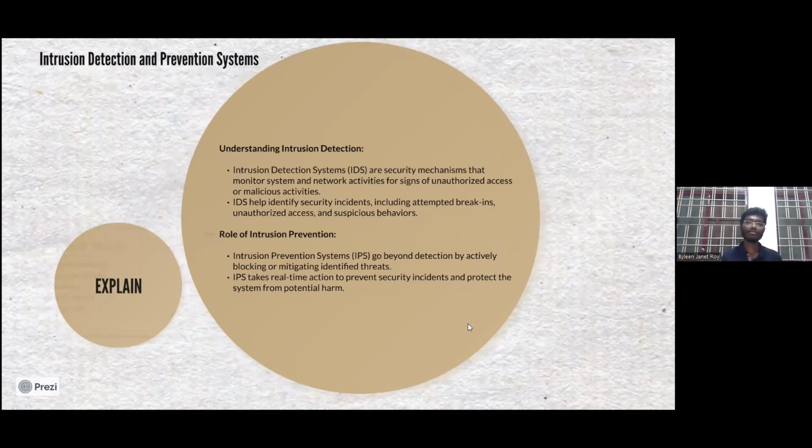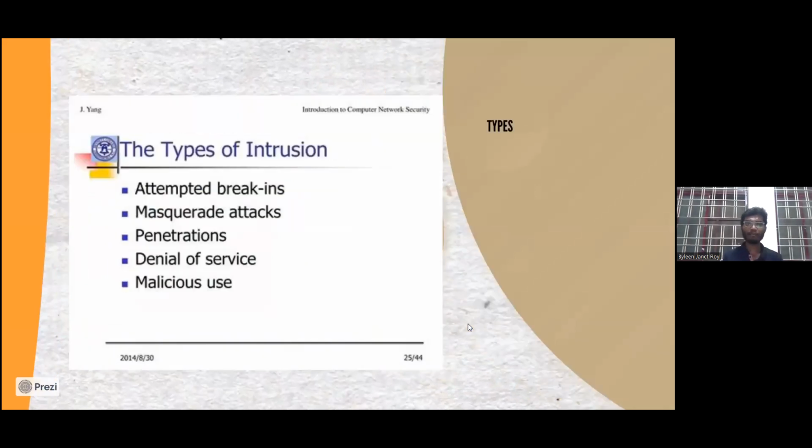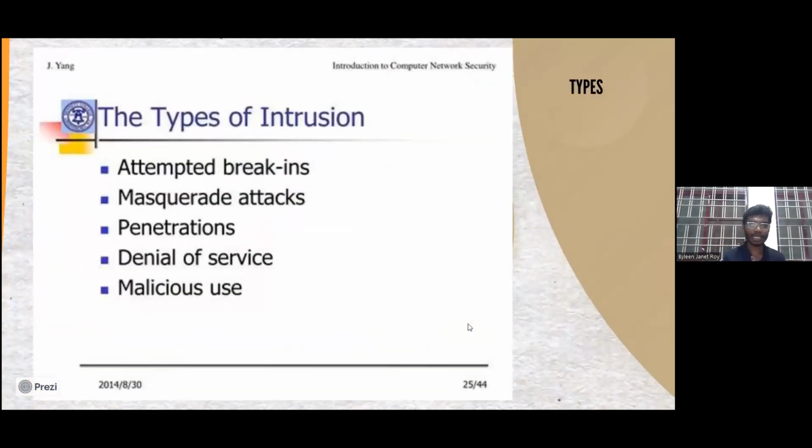And these are the types of intrusion which happen today: attempted break-ins, masquerade attacks, denial of service, penetration, and malicious use. Attempted break-ins: maybe I'm trying again and again and again to crack into the same place and so on. It is known as attempted break-ins. A perfect example for this is the brute force technique. The brute force technique is nothing but trial and error. That is, we keep doing it again and again till the perfect combination is found.